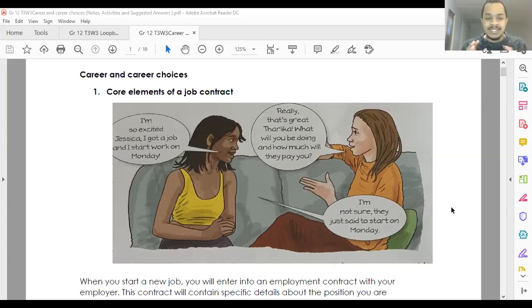And this is very scary, grade 12, that you don't know how much you will earn, how many hours you'll be working, and what conditions you'll be working under. So once you go into the labor force, make sure that you know exactly what is expected of you.